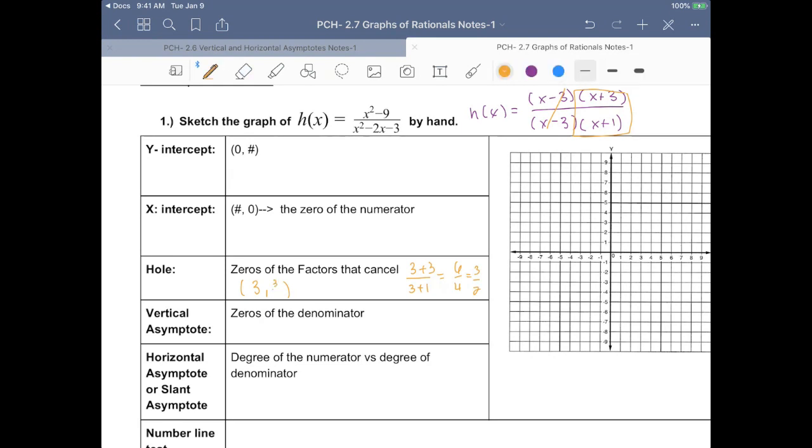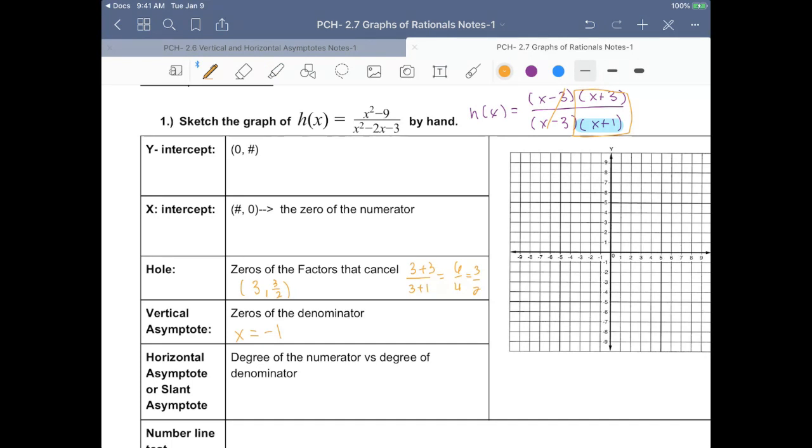Okay, 3 over 2. Next, I can see I have a vertical asymptote when my denominator is equal to 0. So that would be at x is equal to -1.